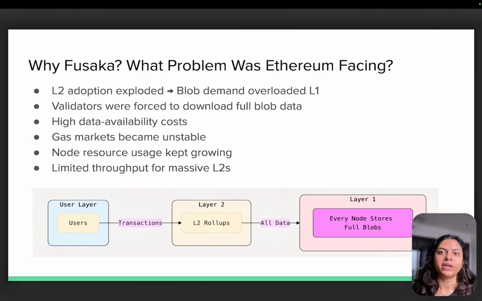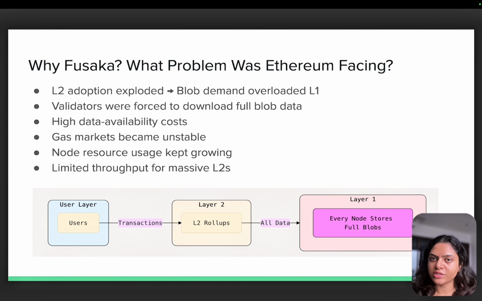Ethereum wasn't failing, but it was hitting a ceiling, and the ceiling was data availability. Here's what happens. L2 (layer 2) adoption absolutely exploded. Rollups like Arbitrum, Optimism, Base, and ZK rollups all started posting more and more blob data on Ethereum. But Ethereum couldn't keep up with the demand. Every validator had to download the full blob data, even though most of the data wasn't directly relevant to their duties. The bandwidth was skyrocketing, storage was increasing, and throughput for the L2s was bottlenecked.